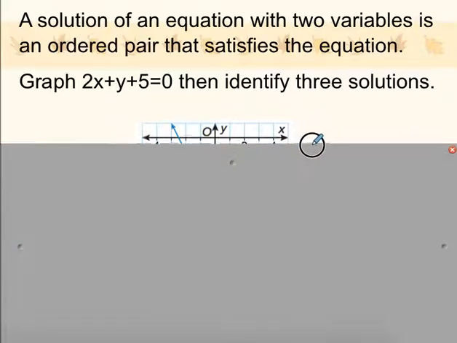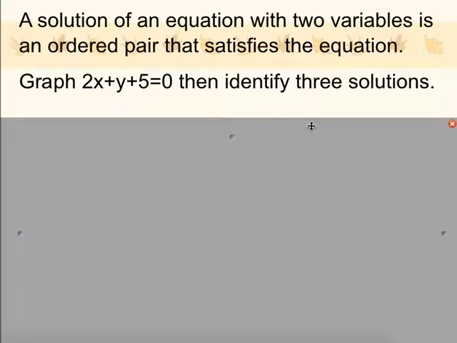Let me just cover this for a second. So if we have 2x plus y plus 5 equals 0, we want some solutions to that and graph it. But first I want it in slope-intercept form. So I am going to move everything else to the other side and get y equals -2x minus 5.